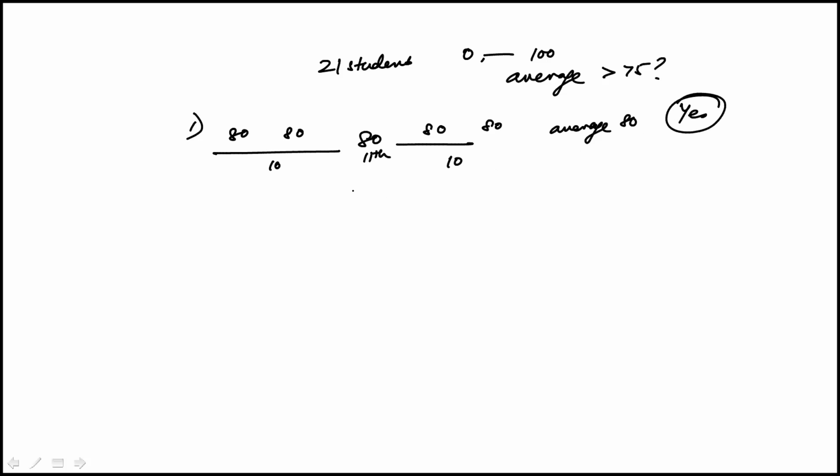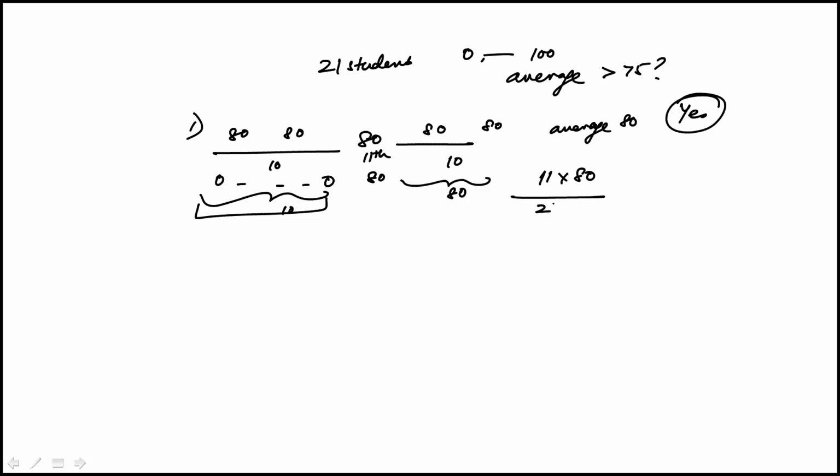Now, could we get an average that's less than 75? Well, if these 10 values were zeros, and then this is 80, and let's say these 10 are also 80. In this case, the sum, we have 11 values with 80, because these are all 0, and then divided by 21. So you'll see this is approximately 40, halfway, because 11 and 21, that's about half. So it's 40, that's less than 75, so that's a no.